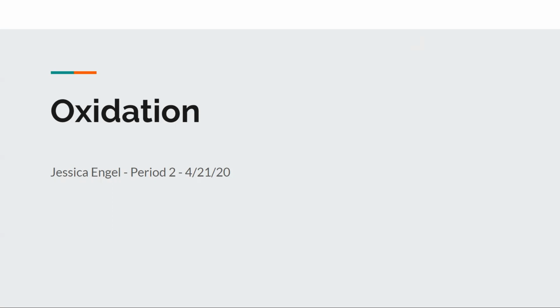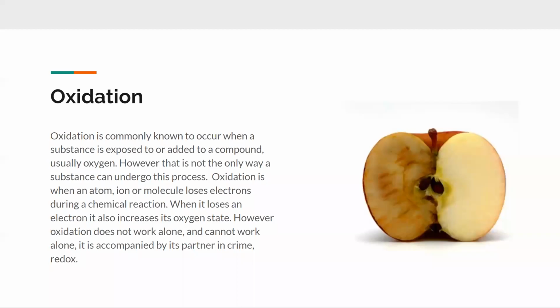Today, we're going to be talking about oxidation. So, let's begin with the science behind oxidation, the basics. Oxidation is commonly known as when an object is exposed to oxygen and there is a certain effect. The most well-known example is when a piece of fruit turns brown when it is exposed to oxygen. However, that is not the only way a substance can undergo this process.